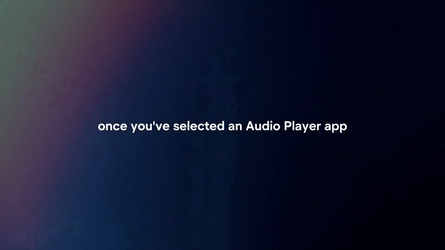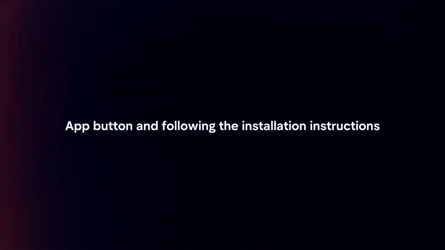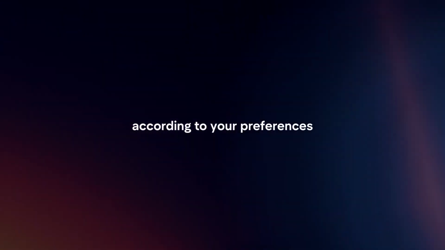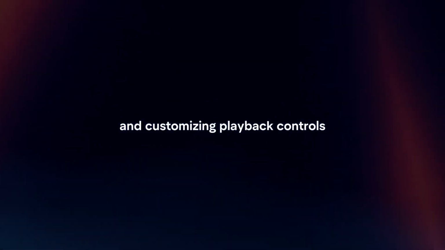Install the app. Once you've selected an audio player app, install it on your Shopify store by clicking on the Add App button and following the installation instructions. Configure settings. After installation, configure the settings of the audio player app according to your preferences. This may include choosing a player style, selecting audio files to upload, and customizing playback controls.